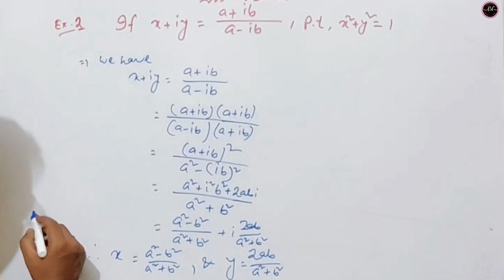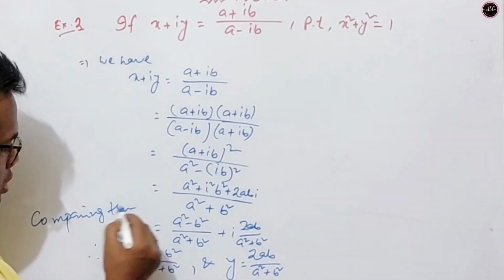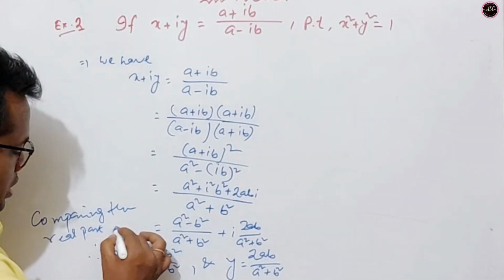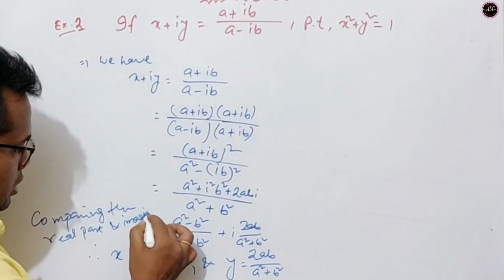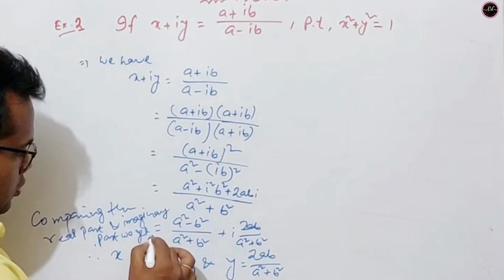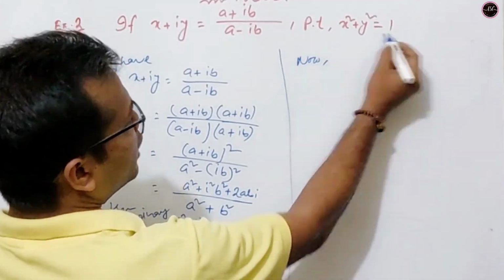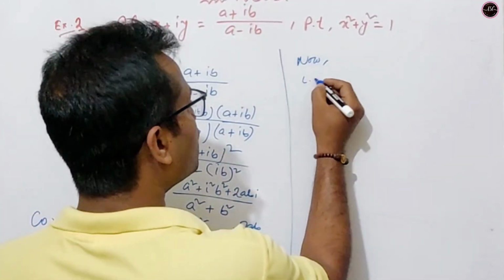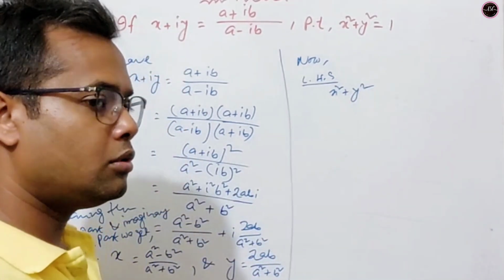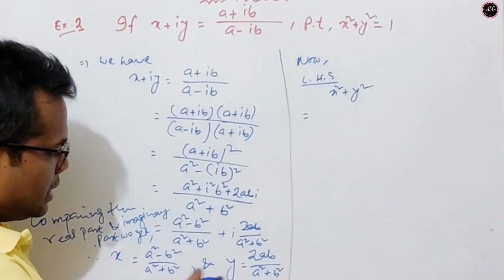Okay, here you should write: comparing the real part and imaginary part we get. Then now we have to prove x square plus y square equals 1. So LHS equals x square plus y square. Now put the value of x and y.